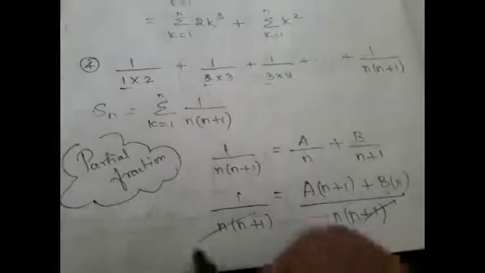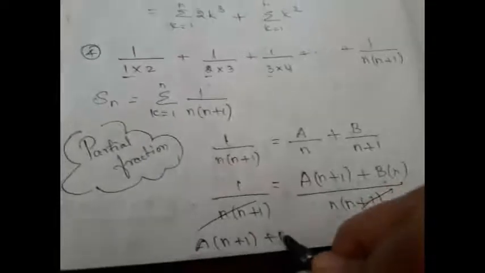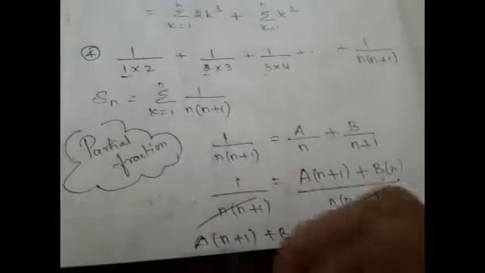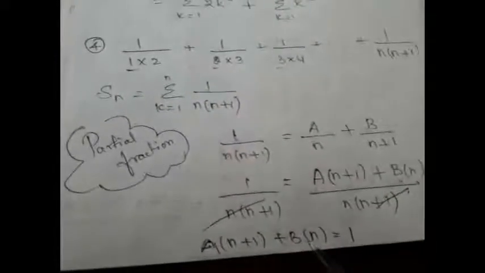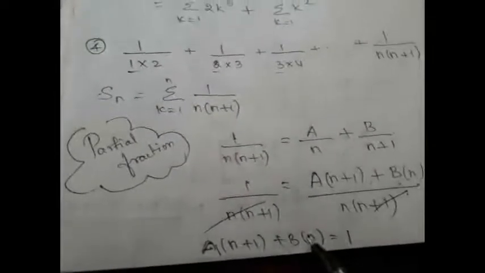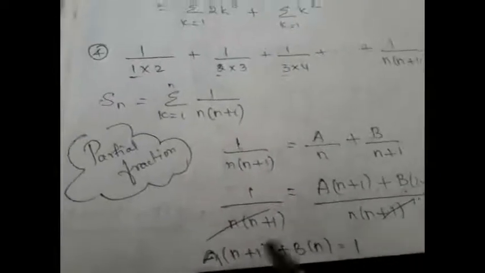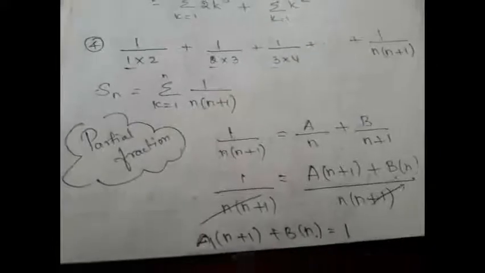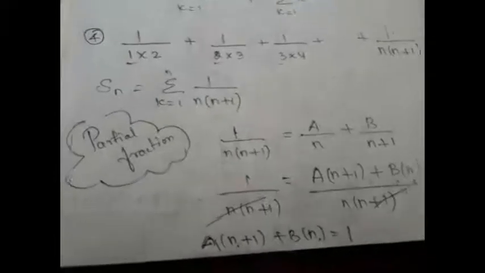Both have the same denominator. So we ended up with a into n plus 1 plus b into n equals 1. This is our equation. Now how can we find a and b? You have to replace the values of n from these two factors. You find the roots of this equation and substitute to find our unknown values. So what are the two roots here? n equal to 0 and n equal to minus 1, right? If I equate n plus 1 equal to 0, I will get n equal to minus 1. So let us put n equal to minus 1 and n equal to 0.